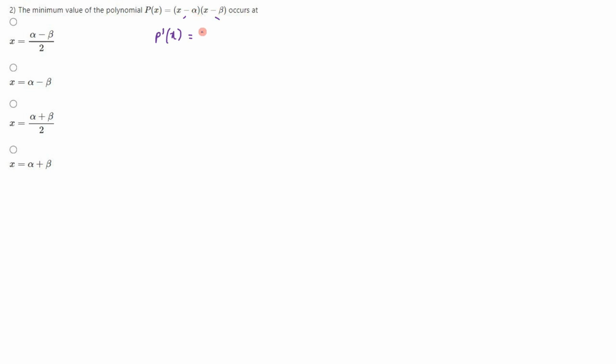So p dash of x is nothing but, we have two different x factors here, so we have to apply the product rule. For the product rule, we first differentiate x minus alpha, so we have 1 into x minus beta as it is, plus now we keep x minus alpha as it is, and differentiate x minus beta. X minus beta differentiation is again 1.